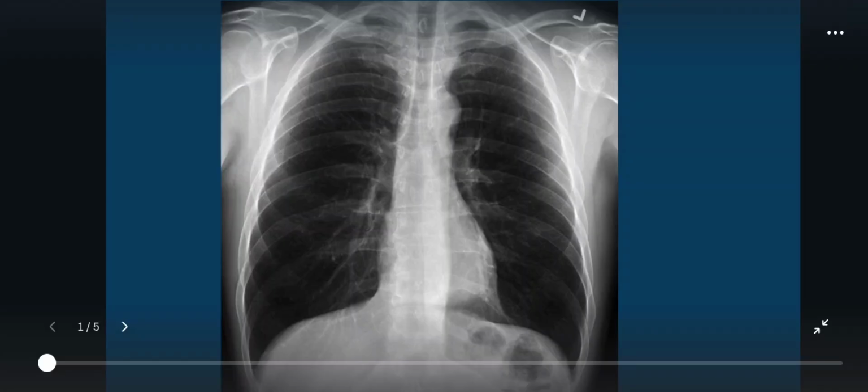Chest X-ray looks confusing for most MBBS students, but if you follow just 5 simple steps, reading a chest X-ray becomes very easy.